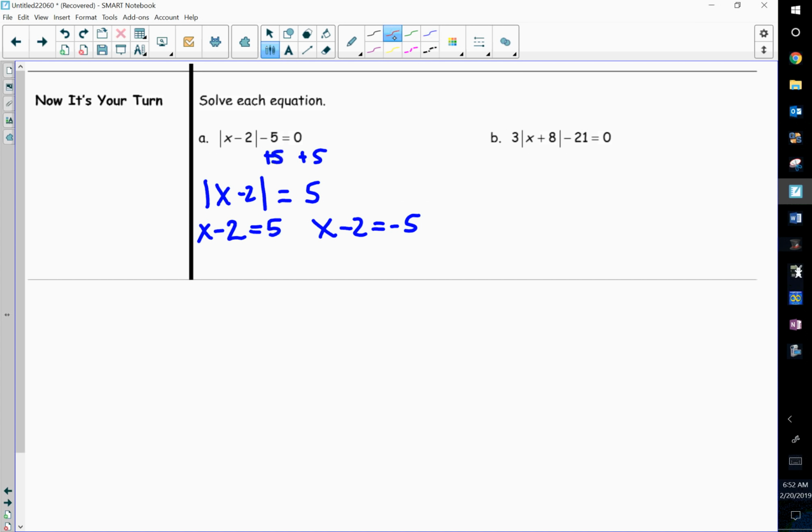Solve each equation by adding 2 to both sides. You get x equals 7, and you get x equals negative 3.